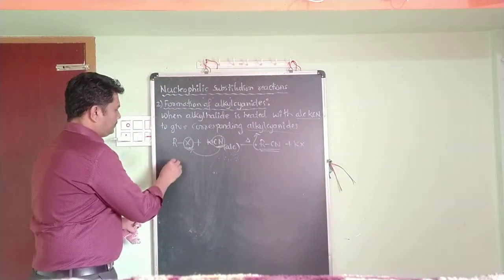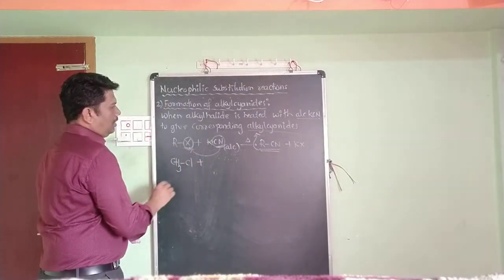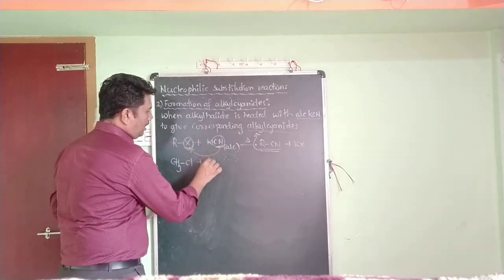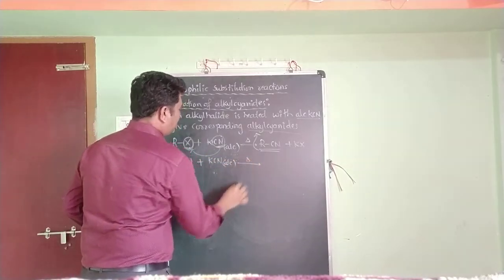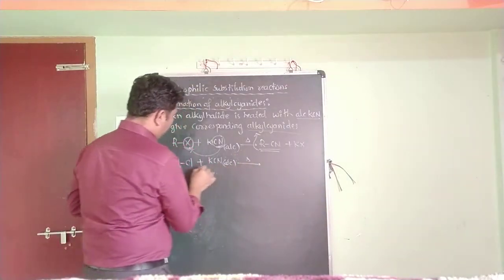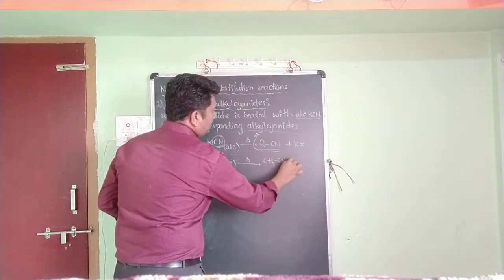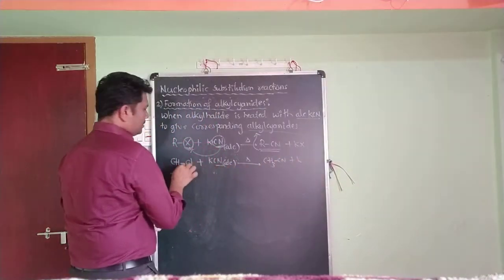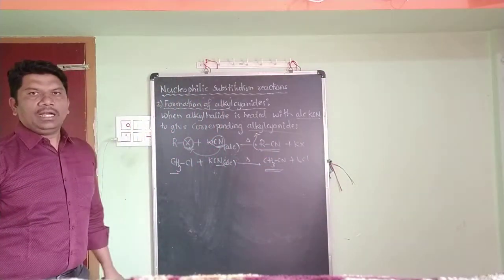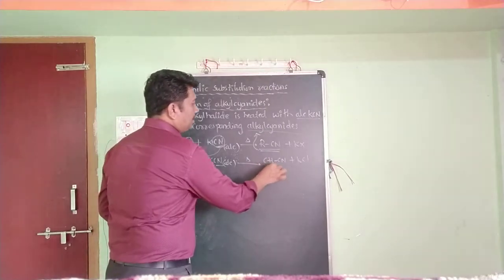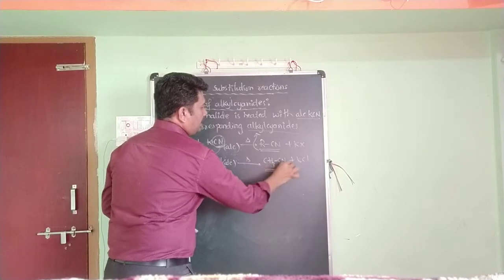I'll take one example. I'll take again the same example, methyl chloride. When it is heated with alcoholic potassium cyanide to form CH3CN plus KCl, this is called an alkyl cyanide, and the name of this alkyl cyanide is methyl cyanide. CH3 is methyl, and this is cyanide, so it is methyl cyanide.